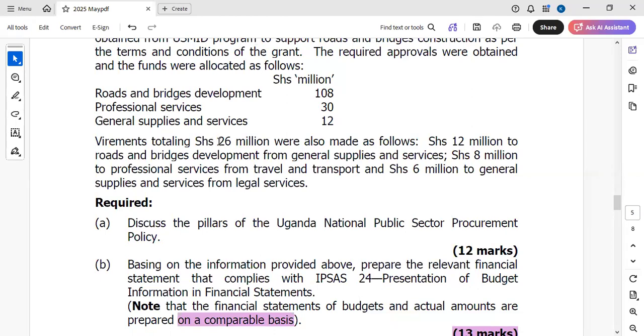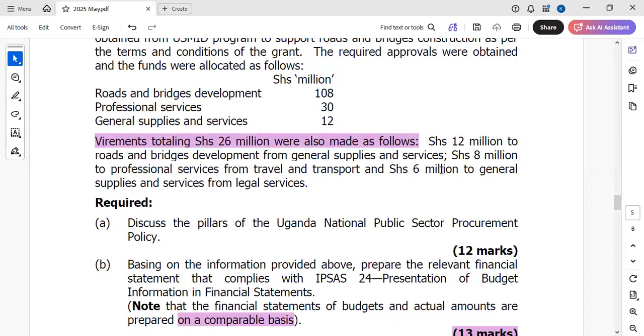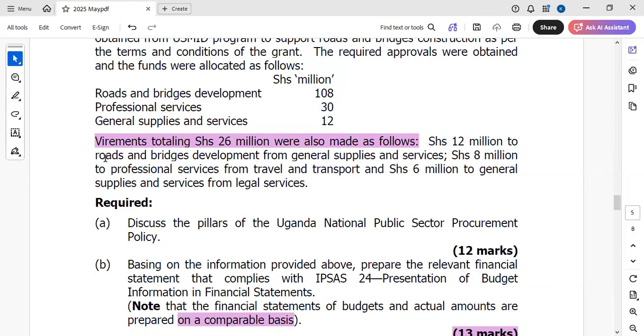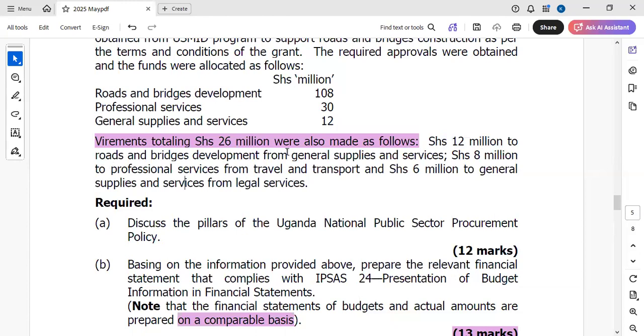So the virement was 26 million. The total of 26 million was allocated as follows. Please take note. Part of the 26, we are saying that 12 million is going to roads. You need to know where this money is going and where it is coming from. Remember, it is within the entity. The entity had a roads and bridges development item. So this 12 million is being reallocated to roads and bridges development.